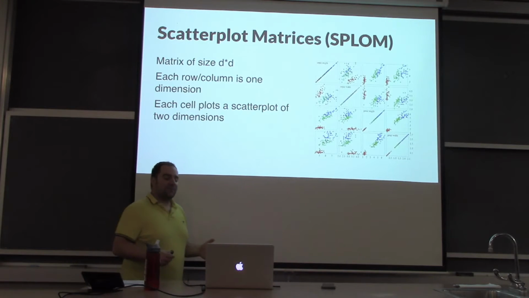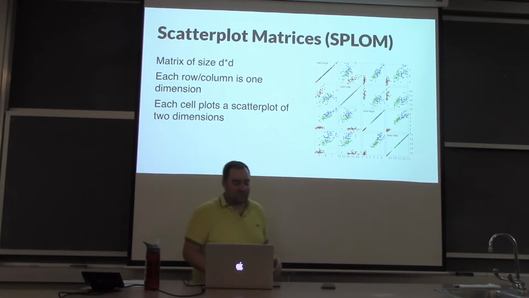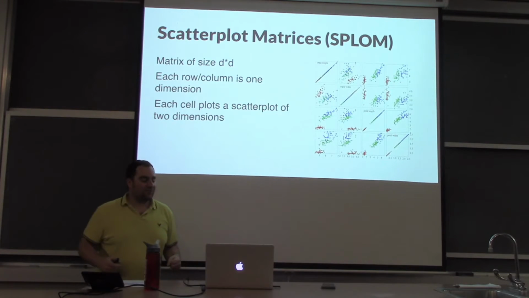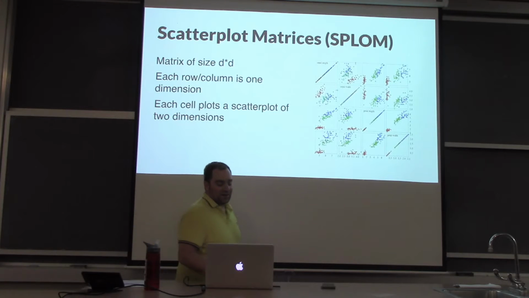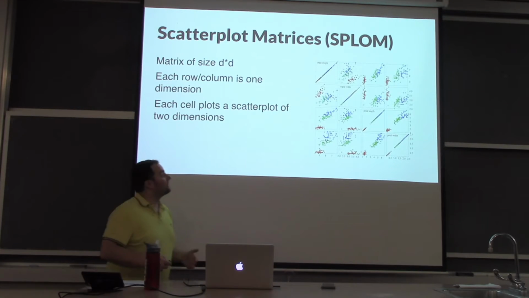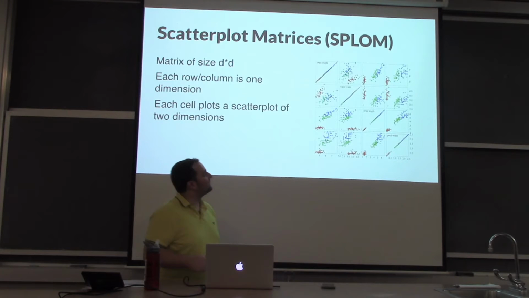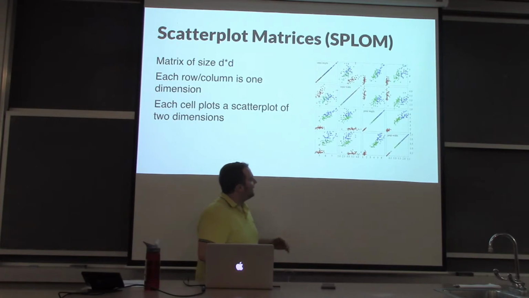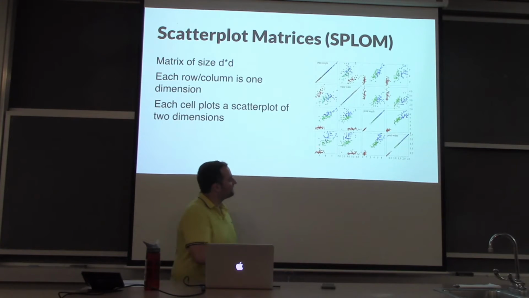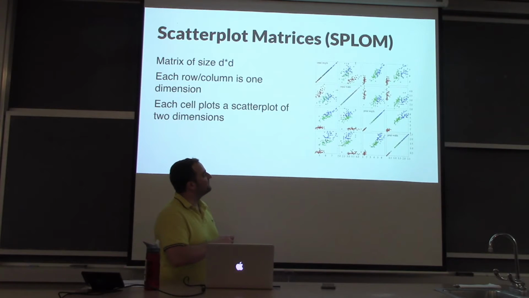A scatterplot matrix, or SPLOM, is a matrix of size d times d, where d is the number of dimensions. Each row and column is one dimension, and each cell plots a scatter plot of two dimensions. Here we have the classical iris data set of flowers with sepal length, sepal width, petal length, and petal width. You can see every relationship in this data. We have 4 dimensions, so we have a 4 by 4 matrix.